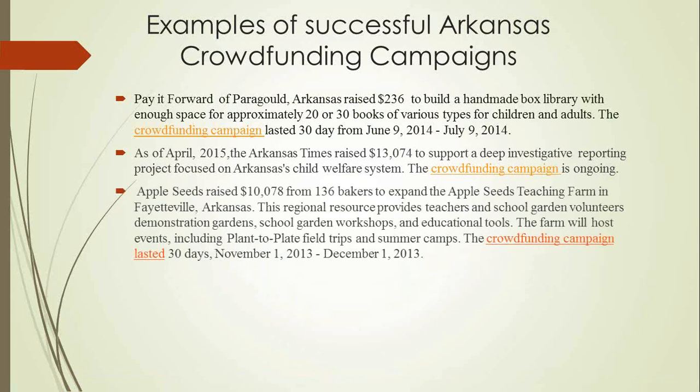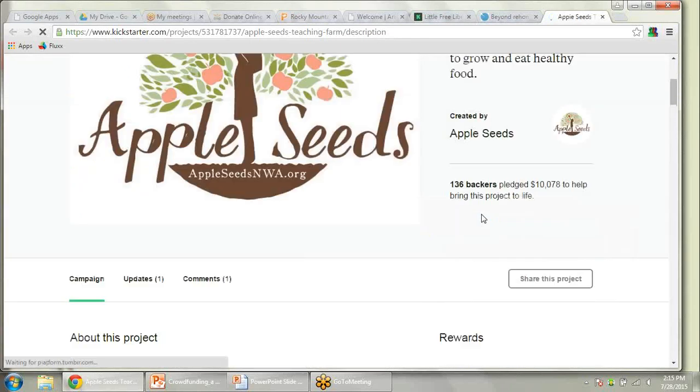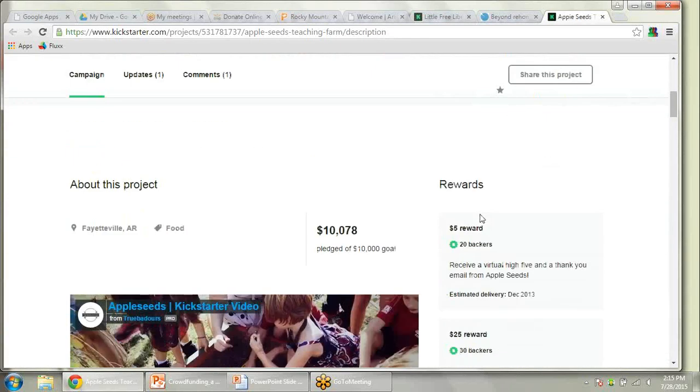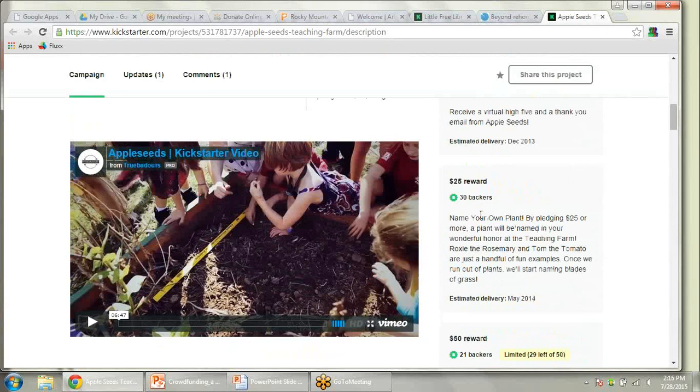And see, our third example is a group out of Fayetteville, Arkansas Seed, and it's a Kickstarter campaign that lasts for 30 days and raised some $10,000 to expand the community garden. Here again, a small group in Fayetteville used a pretty powerful platform.